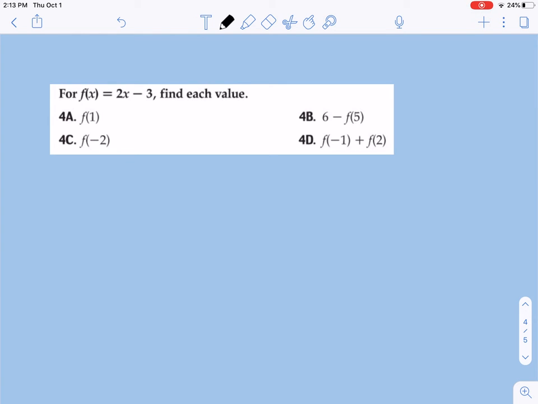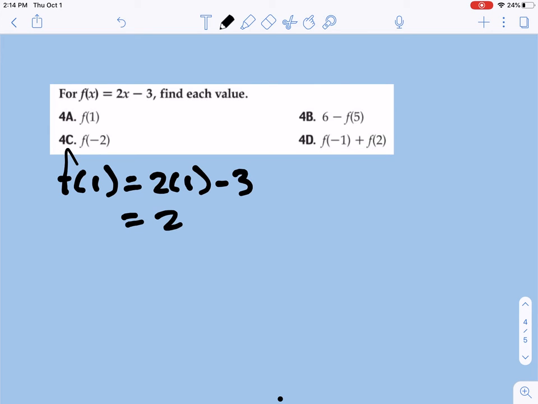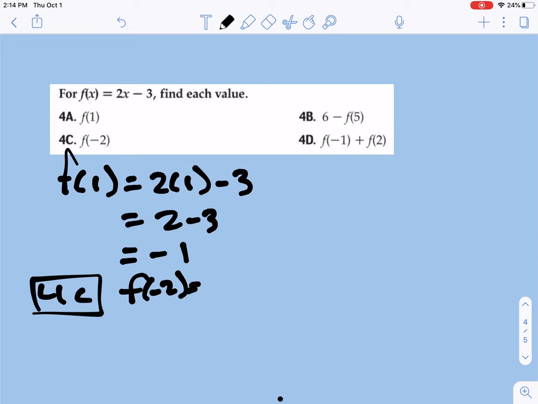Same thing with these, so I'll just kind of blast through these. This first one, f of 1, just rewrite it, put 1 in. You get 2 minus 3, you get negative 1. On 4c, you just put f of negative 2 is 2 times negative 2 minus 3. So that's negative 4 minus 3. Remember, you have two negatives, just add them up. Keep your negative sign.